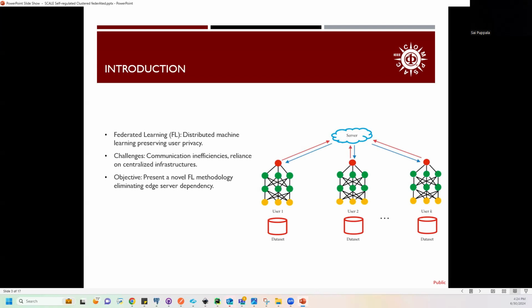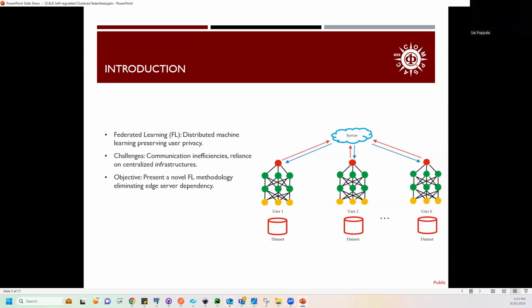Introduction. As you can see, this is traditional federated learning. On the right side, there are data sets for each user. The data sets are consumed by the smartphones, edge devices, or clients, and you train a model based on the data. Once you get the model, you send the weights from user 1, user 2, user K to the server. Once all the weights have been received at the server, you perform an aggregation strategy.